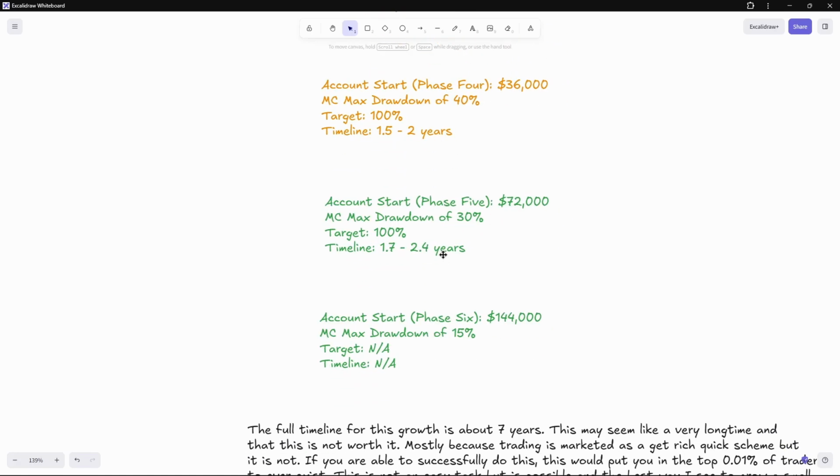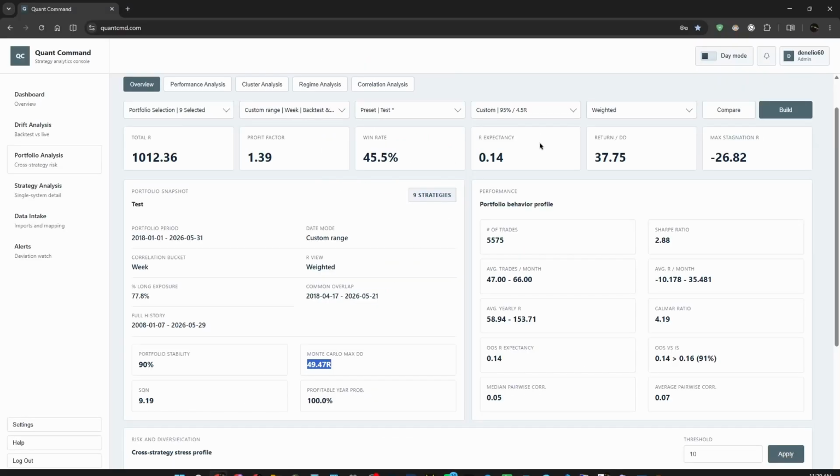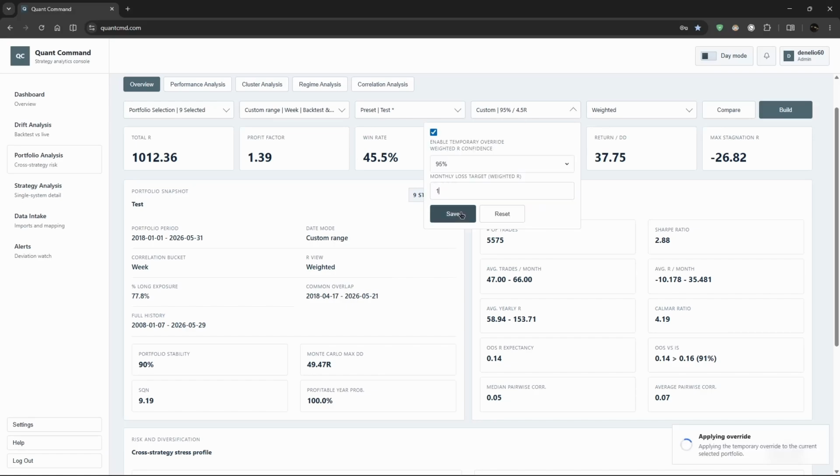Phase 5, our account balance starts at 72k. Our worst case scenario max drawdown is 30%, and we target 100% return, and this should take anywhere between 1.7 years to 2.5 years based on our backtest. And then phase 6, once we get this 100% return, we will cross the $100,000 mark, and at this point you can really reduce risk massively while still earning a good percentage return per year.